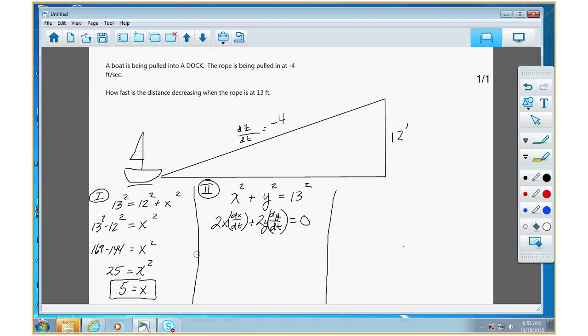Now we're given dz/dt and we're given that the 12 over here, we're given the rope is at 13 feet. And we've already figured the x, 13 is 12, and then we got the x. So we've got everything we need. But which one is it asking for? It says how fast is the distance decreasing? So we want what? We want dx/dt. But there's a problem. What's the problem?